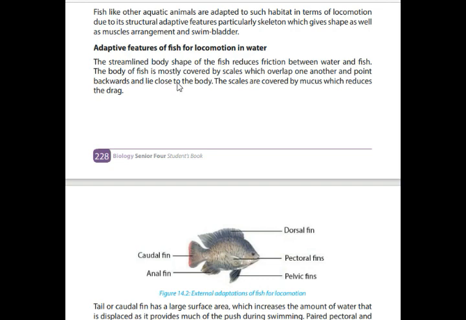Here, everybody can understand. When looking at the adaptation of the fishes, we look at the streamlined body shape. We are looking at how the body is covered by the scales. We are looking at how the scales overlap, how they are pointing back and close to the body, and we see how the scales are covered by the mucus, and the role of the mucus is to reduce the drag.